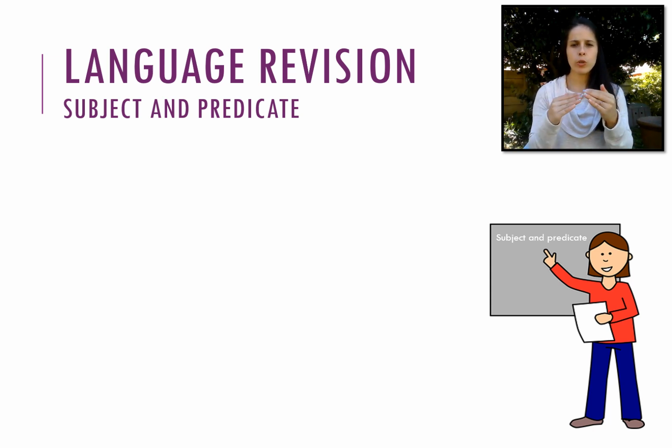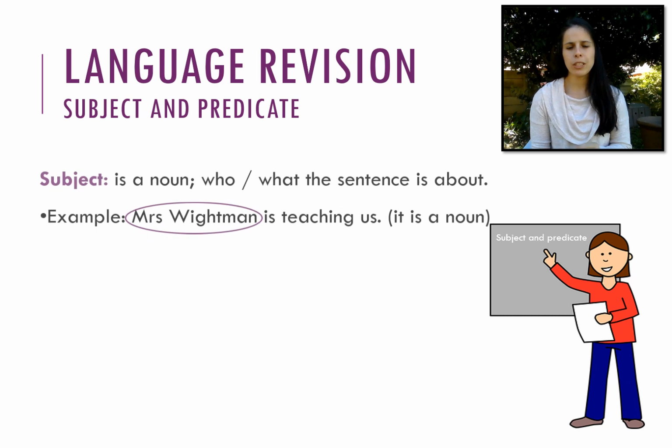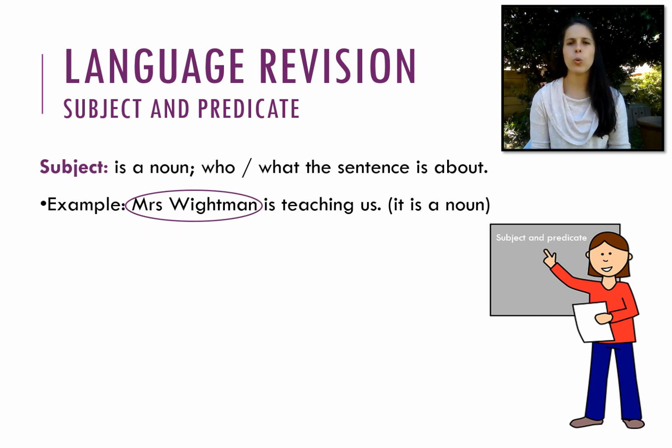So I'm going to go through a definition for each with you. Once I'm done explaining it, I'm going to tell you to pause and get everything down, okay? So let's first have a look at a definition for subject. Subject is a noun, so it tells me who or what the sentence is actually about. So I've put an example there for you. It says, Mrs. Whiteman is teaching us. The subject there is Mrs. Whiteman, because the noun or what the sentence is about is me teaching you.